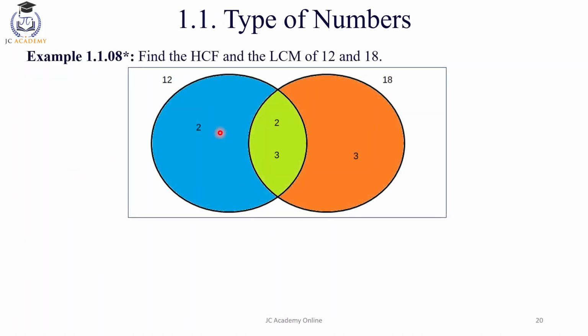So what does that mean? We have 2 and 3 appearing in both trees, and we are left with an extra 2 in the tree involving 12. And for the tree that represents number 18, we have a leftover of 3.